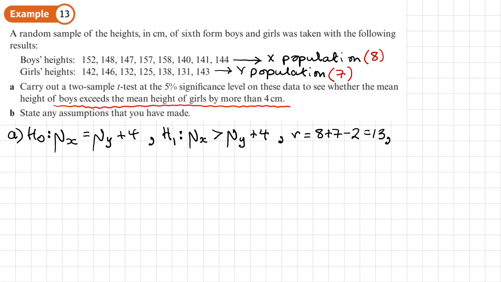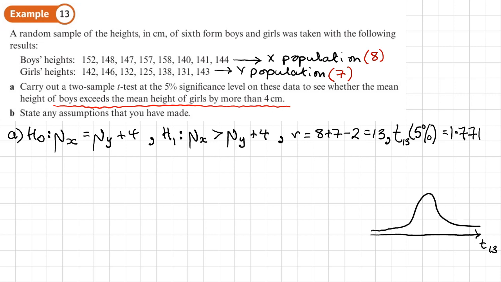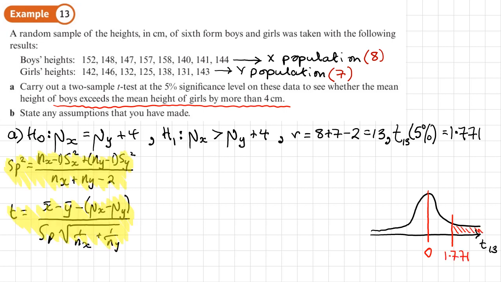So I'm going to find my critical value, 13 degrees of freedom, one tail test 5%, so we'll look that up in a table, and that is 1.771. I'm going to draw my little graph here so that I can clearly see where my value is going to be, and my critical value here is 1.771.